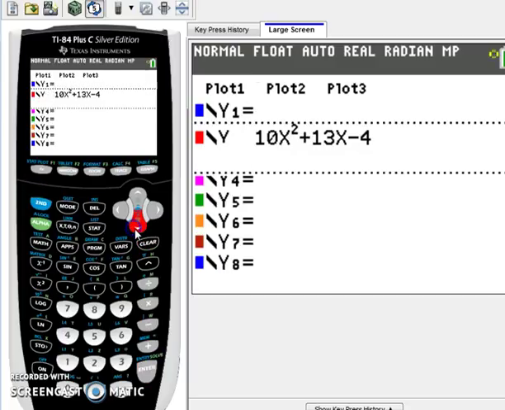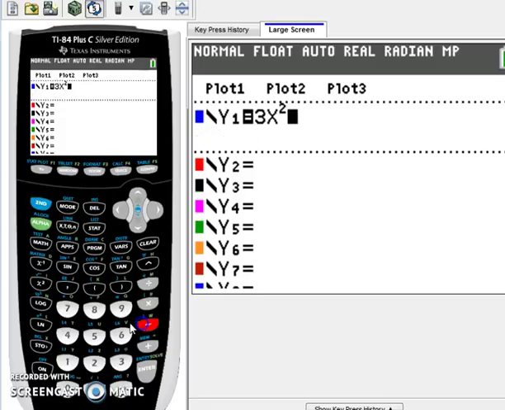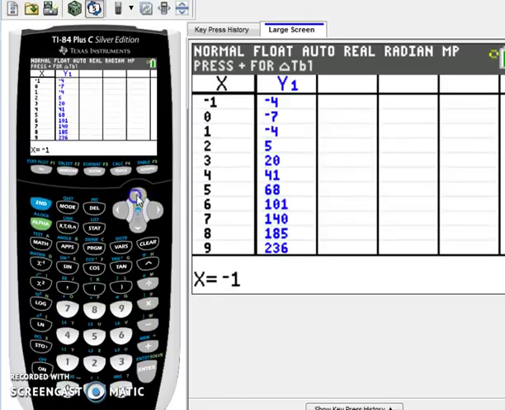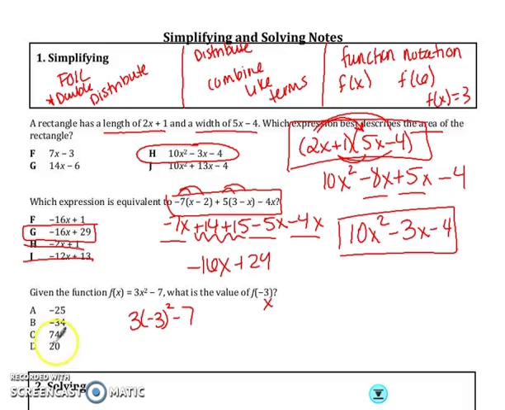Let me clear out all these guys here. And you could type in your equation, which is 3x squared minus 7, like that. And go to the table, and go up to negative 3. And your answer would be 20 as well. Oops, sorry. Your answer right there is 20. So either way you do it, it works. But your answer is 20, which is D.